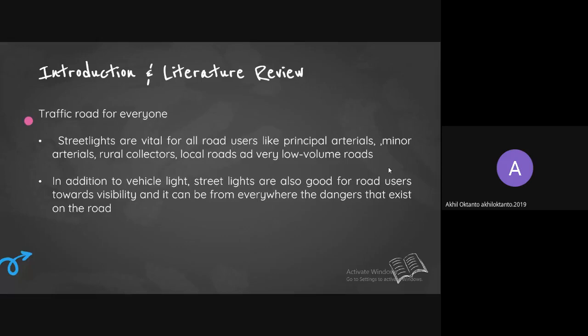Introduction and literature review. Traffic road for everyone. Street lights are vital for all road users, like principal arterial, minor arterial, rural collector, local roads, and very low volume roads. In addition to vehicle light, street lights are also good for road users toward visibility, and they can reveal dangers that exist on the road.